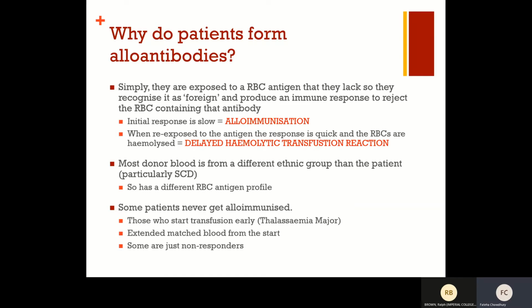And we've got to remember that most donor blood is from a different ethnic group than the patient, particularly the sickle cell patients, and so they have a different red cell antigen profile. But there are some patients who never get alloimmunized, so those thalassemia major patients who start transfusion early, and those who we are able to give extended matched blood from the start.